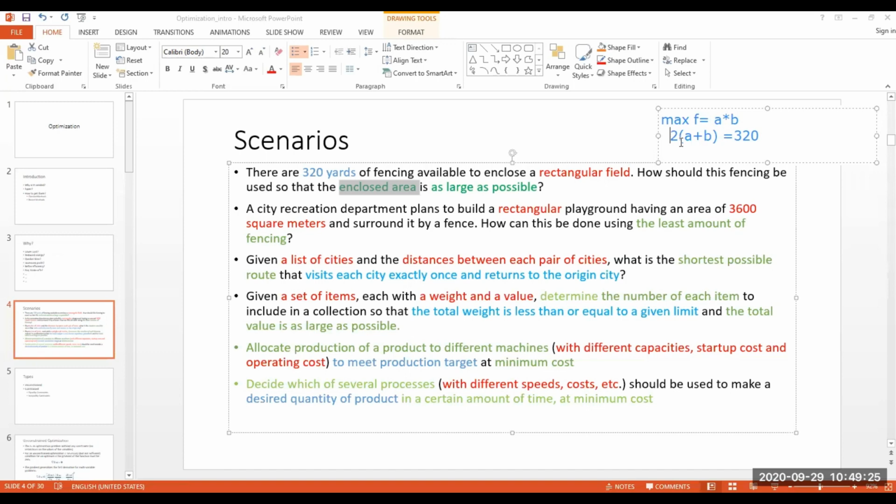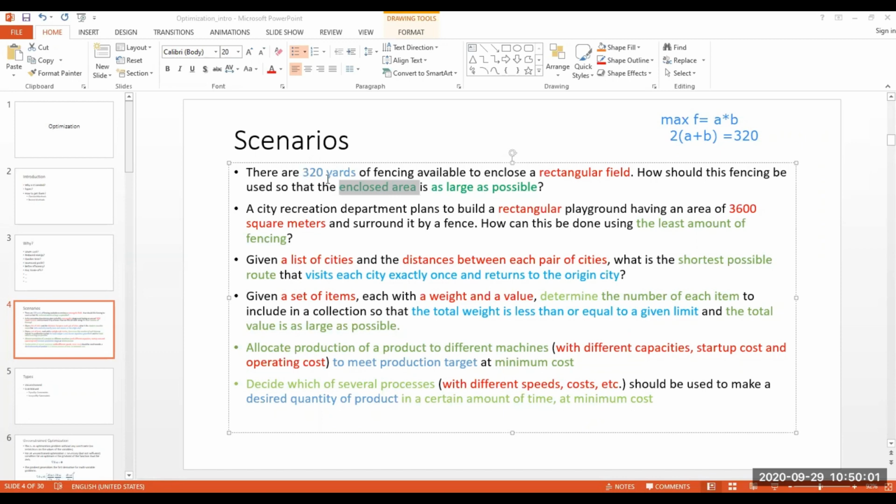No, we are okay. That is not explicitly mentioned. So we are treating it as equal. We are going to utilize all the available sheet, because I have already bought it. So I am going to utilize every part of it. I'm not going to spare any of that 320 yards. So that's why I'm putting the equal sign. That's a good question. So we treat it as we are going to utilize all. Because it is said, how should this fence? Yeah, so this fencing, you are going to utilize all the 320 yards.